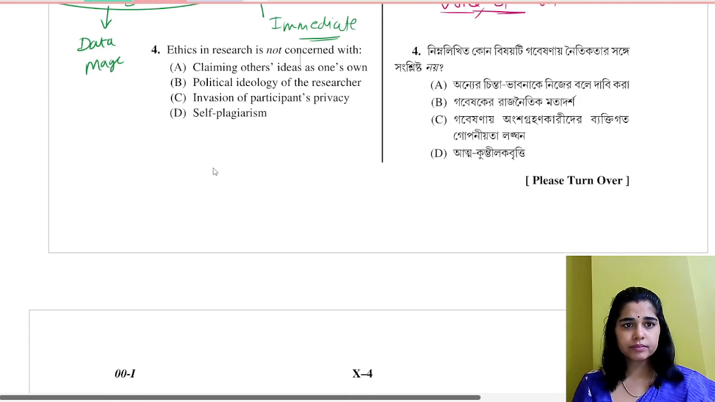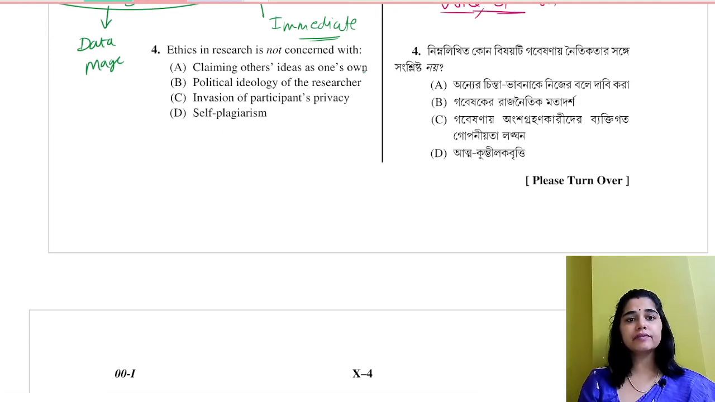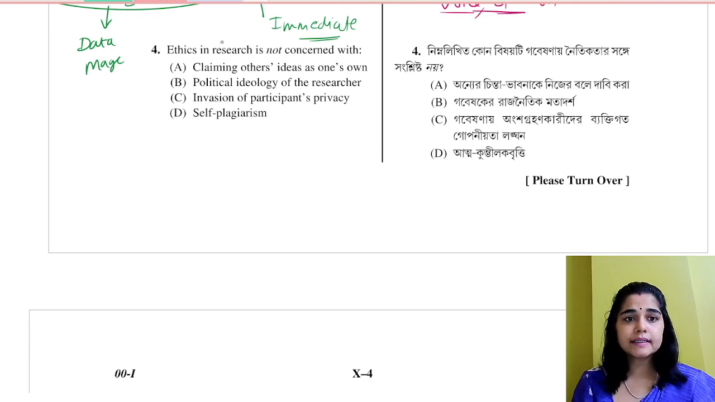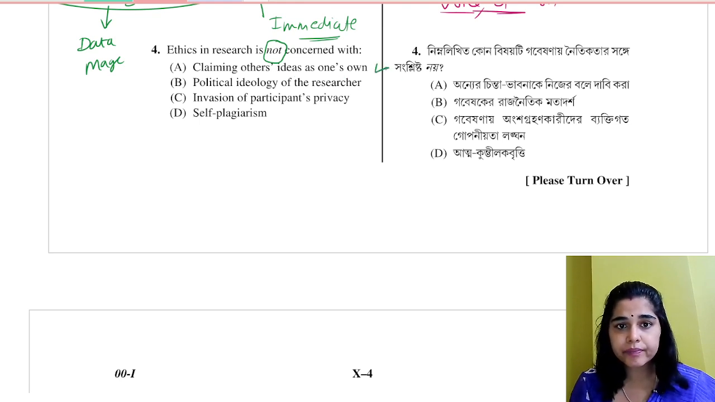The next question is: ethics in research is not concerned with. Here, not concerned with what? Ethics. Claiming others' ideas as one's own: this is related to ethics. Political ideology of the researcher. This is about what? Political ideology. Political ideology will not come here.